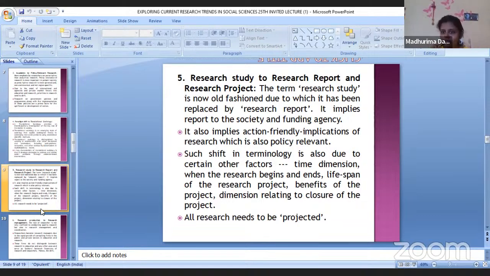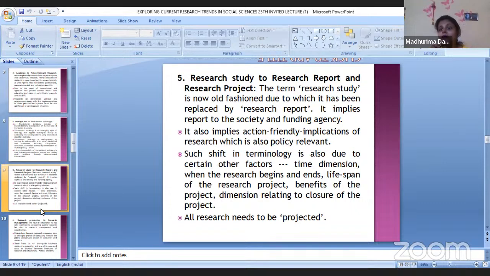Now, based on the data analysis, the final stage of my social research will be the research report, which means a conclusion or summary of your findings. We call it a research report and not a research study. It is not a research study because a research study means the study which you have carried out, but a report means you're summarizing the entire analysis, what you have found out, and writing it in the form of a report. And that report is a contribution not only to the funding agency in the form of policies, but also to society at large. That shift in terminology, from research study to research report, has been done keeping certain factors in mind.